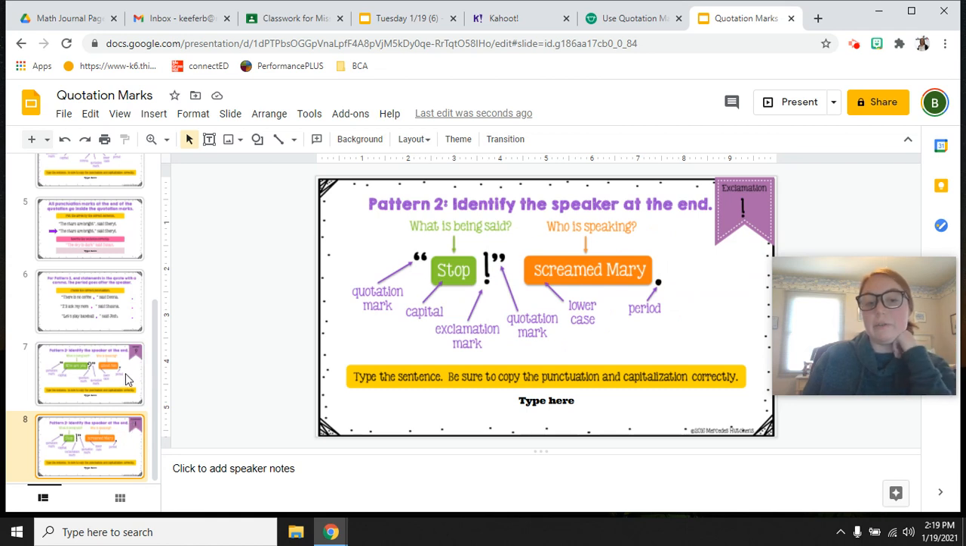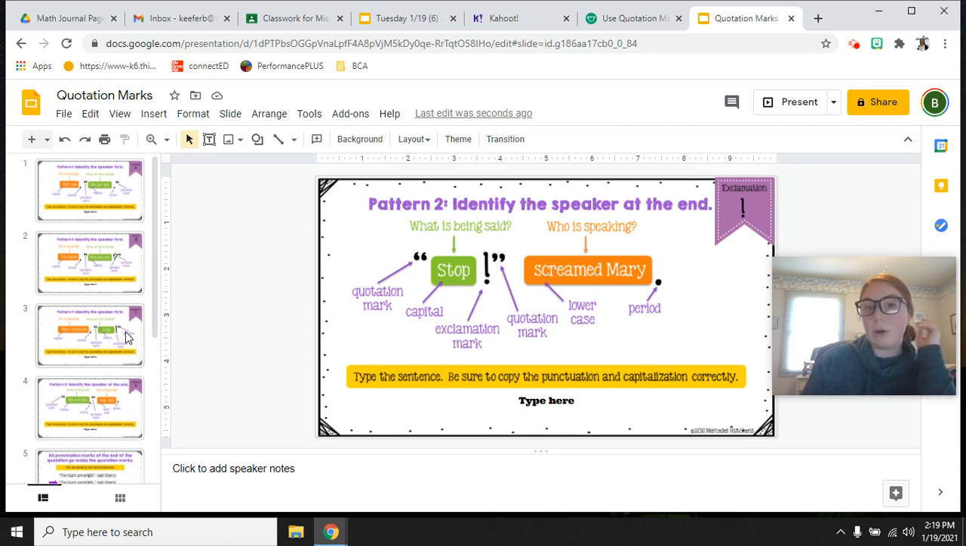The other thing that's a little different when the speaker's at the end is the screamed Mary is in lowercase because it's like a continuation of the sentence. Okay, so you don't have to capitalize the tag when it's at the end of the sentence. All right, so I hope this helped you.